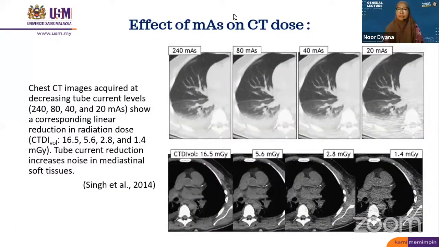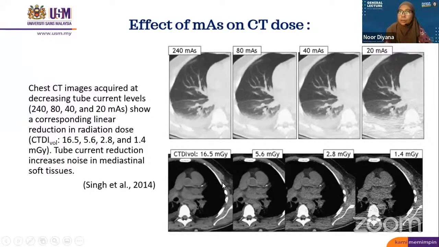And mAs. This is an example of a chest CT image acquired at different mAs, 240 and 20 mAs. As you can see, there is a linear reduction in radiation dose as you decrease the mAs. But the problem is the image becomes noisier.